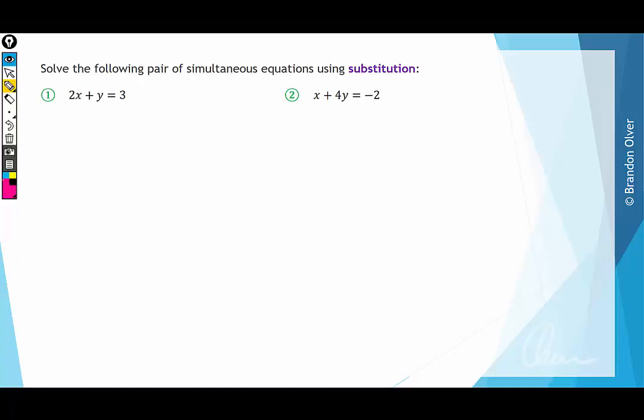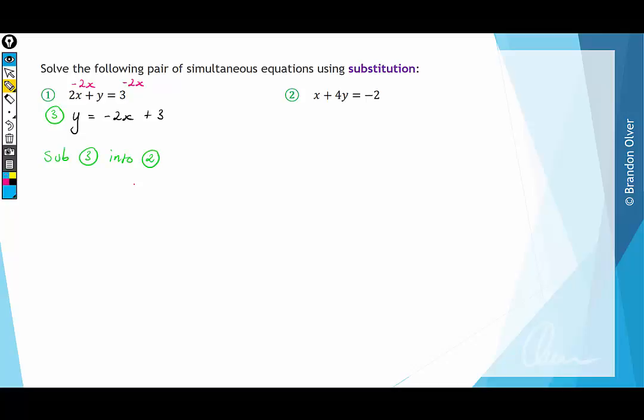So I'm going to do this to equation 1, so I'm going to subtract 2x from both sides of that equation, and that will give me y is equal to negative 2x plus 3. And we can call that equation 3 for when we're referring to it later. So what we're going to do now is substitute equation 3 into equation 2.